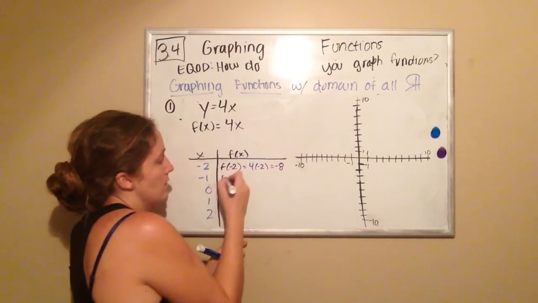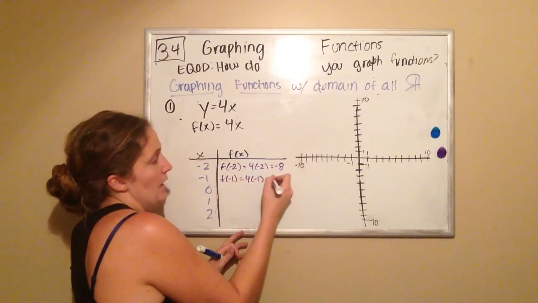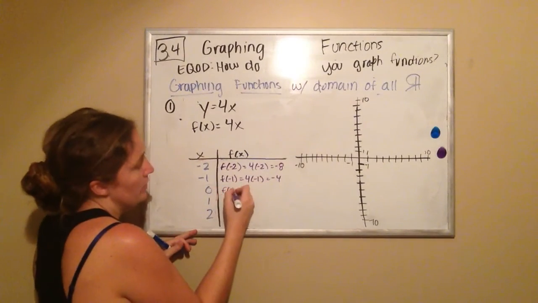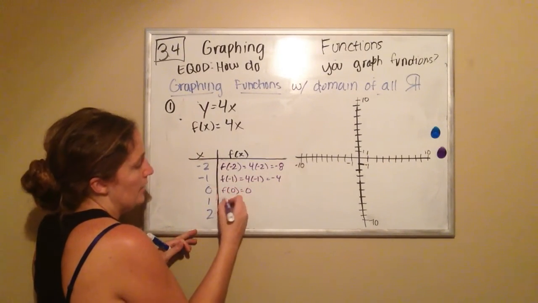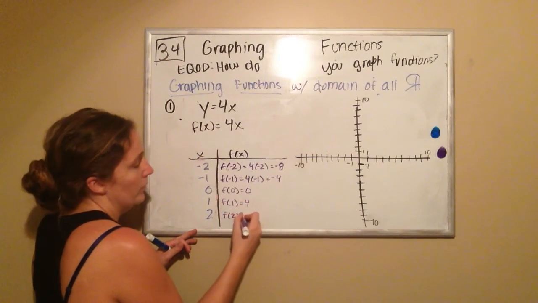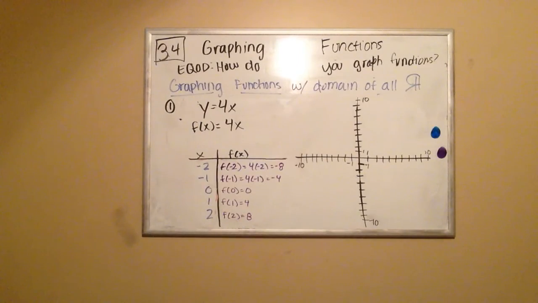F of -1, we plug in that -1, and we get -4. Okay, f of 0, we're going to get 0, f of 1, we're going to get 4, and f of 2, we're going to get 8. If you don't believe me there, you can plug those values in and check.